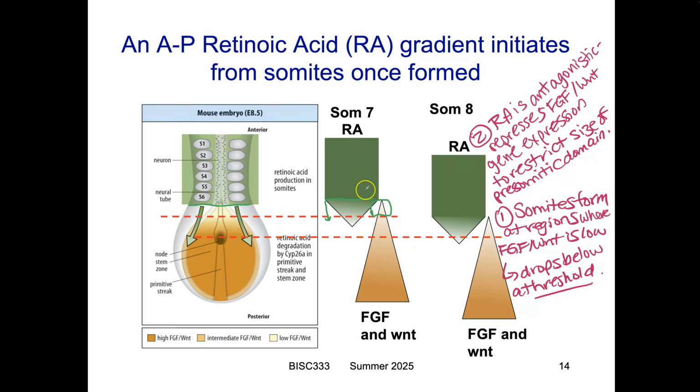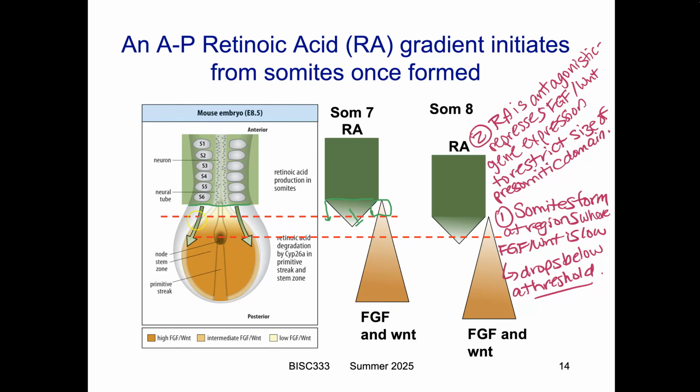And the other thing that retinoic acid actually does is it's an active repressor for the expression of FGF and Wnt genes. So this prevents the presomitic domain from getting too large, right? And so you've got a signal from the somites that's keeping that amount of presomitic mesoderm limited. It's preventing FGF signaling from extending too far. And then you've got that region of overlap between these two, which is where your next threshold is going to form.